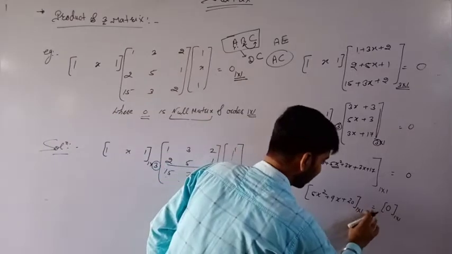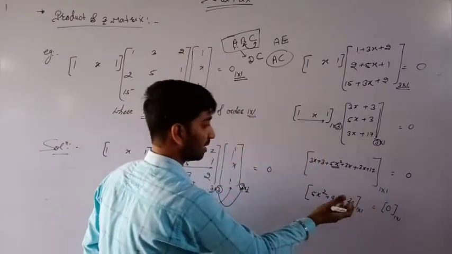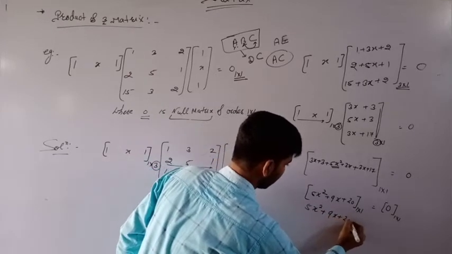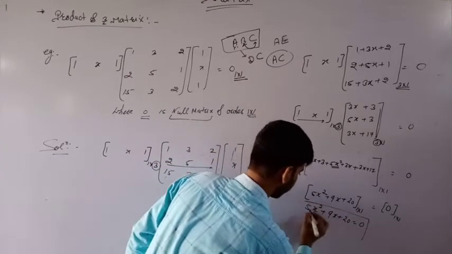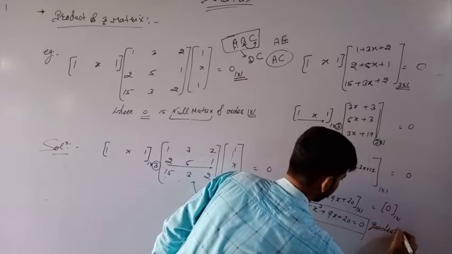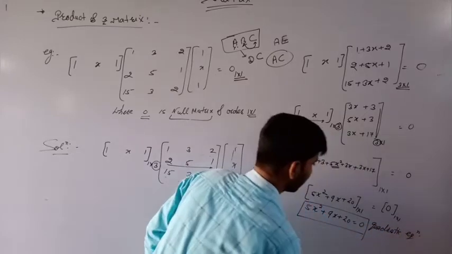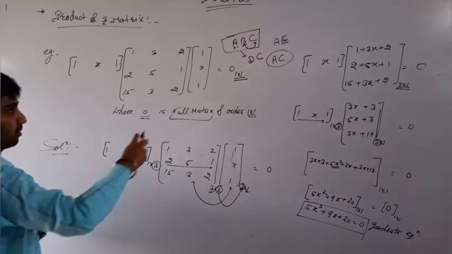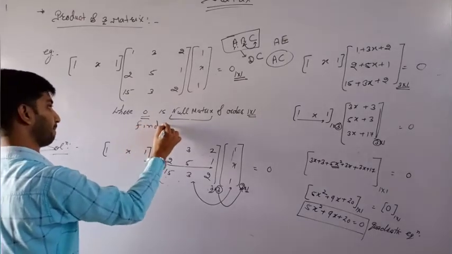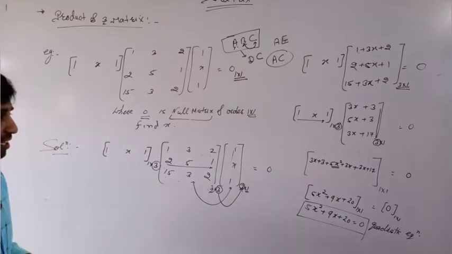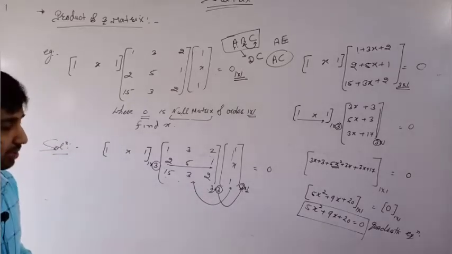If matrices are equal, then their orders are the same and their corresponding elements are also the same. So we let 5x square plus 9x plus 20 equal to 0, and it is a quadratic equation. By solving the quadratic equation, we can find the value of x.